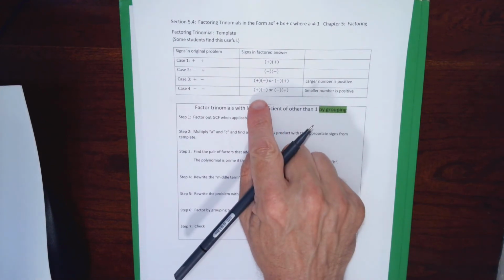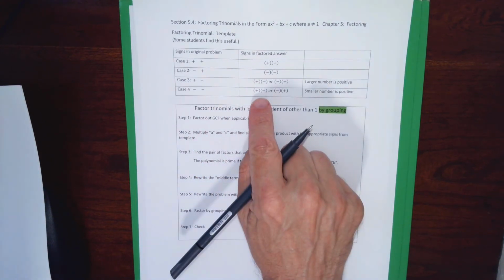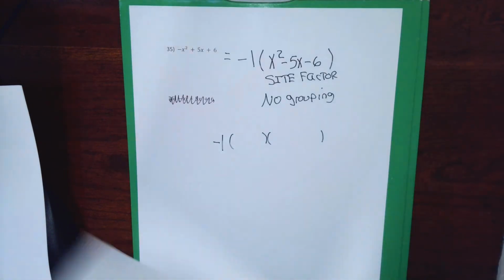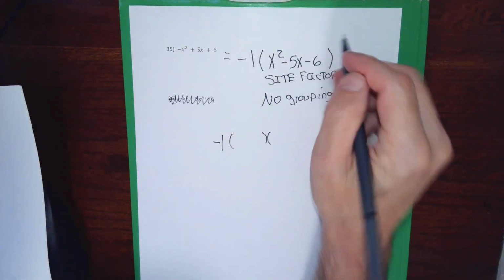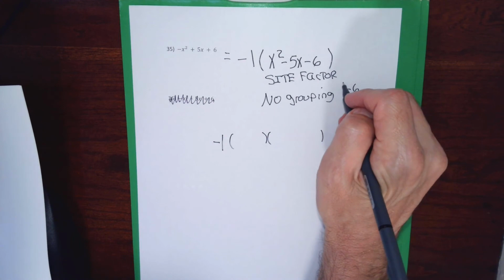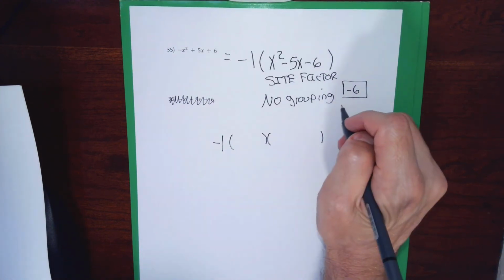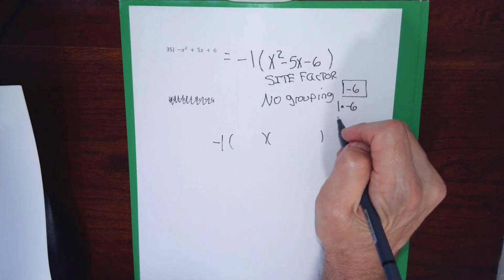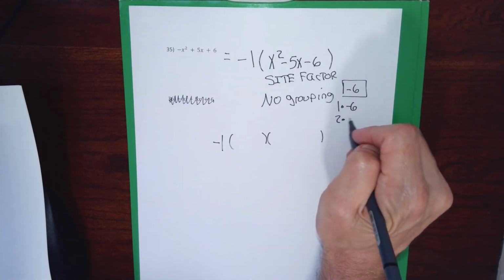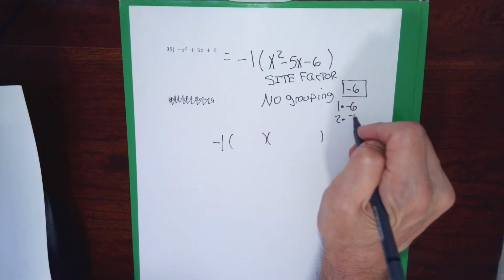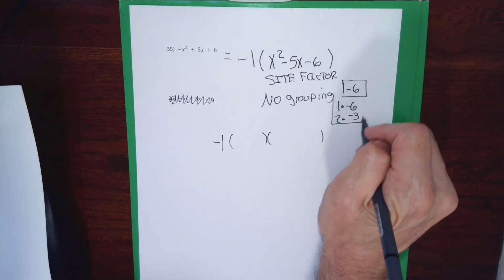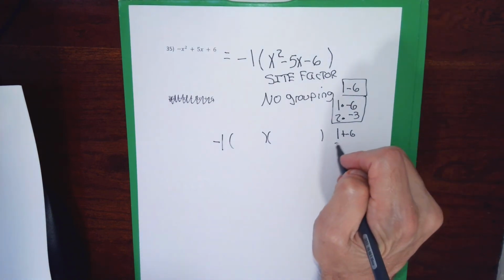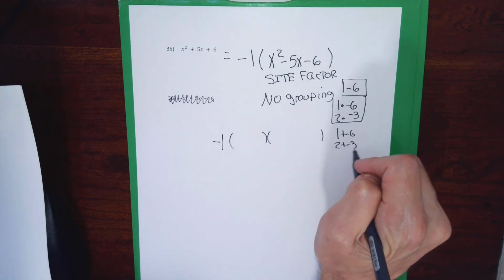I'm looking for plus minus numbers, smaller number positive. So the number that I'm targeting is this negative 6 at the end of that parentheses. And I need plus minus, smaller one positive, bigger one negative. So my choices would be 1 and negative 6, 2 and negative 3. Now I'll add these. I'll do 1 plus negative 6 and 2 plus negative 3.